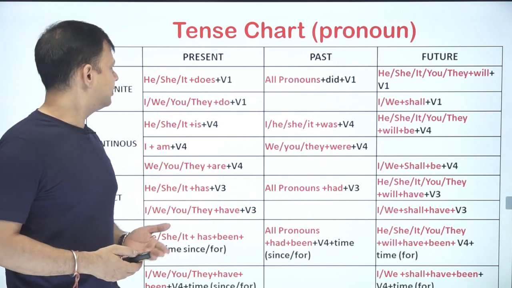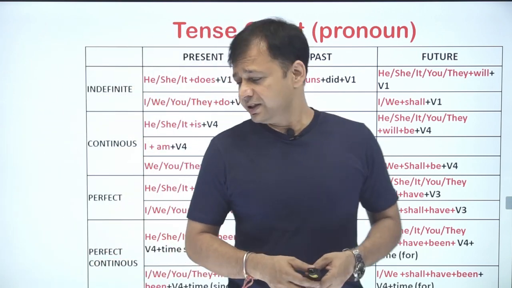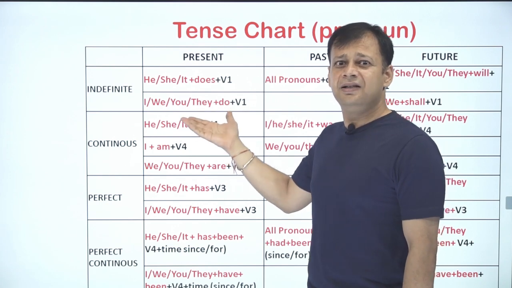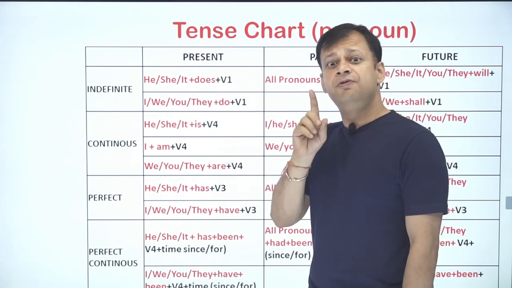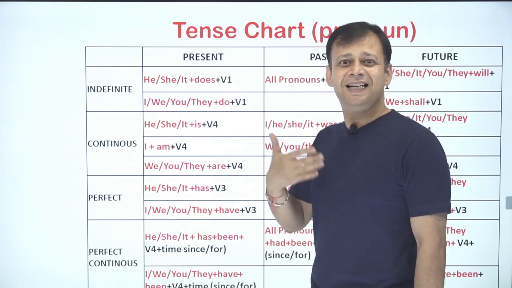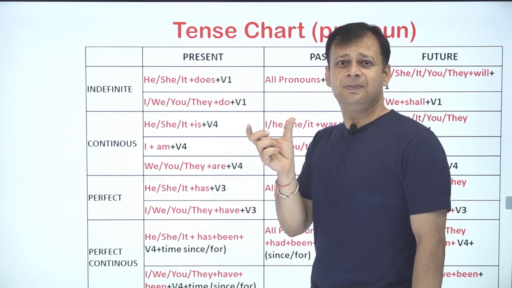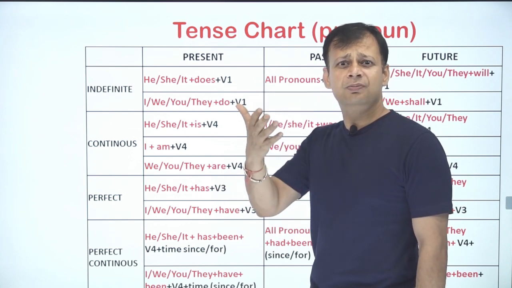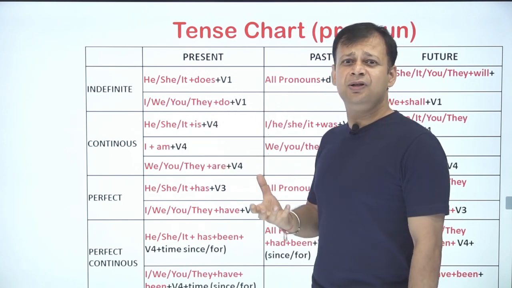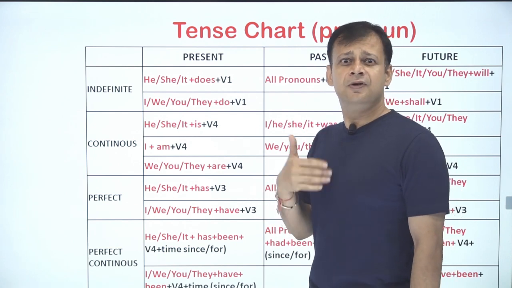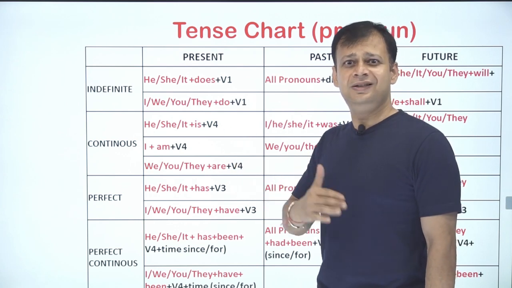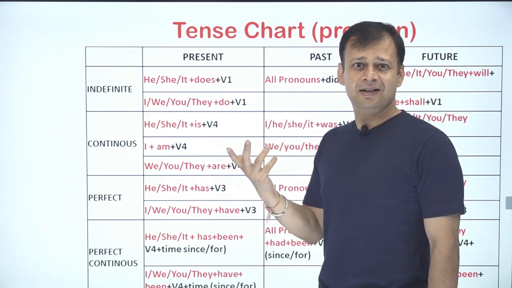So let us have a look at the present tense. So here if you see, in present indefinite, he, she, it can be used with does plus first form of the verb. So you can just practice in your mind, he does, she does, it does. And this combination should be practiced so that you don't make mistakes while doing it. I, we, you, they can be used with the helping verb do plus first form of the verb. So I do, we do, you do, they do. This is how we can practice and master it.